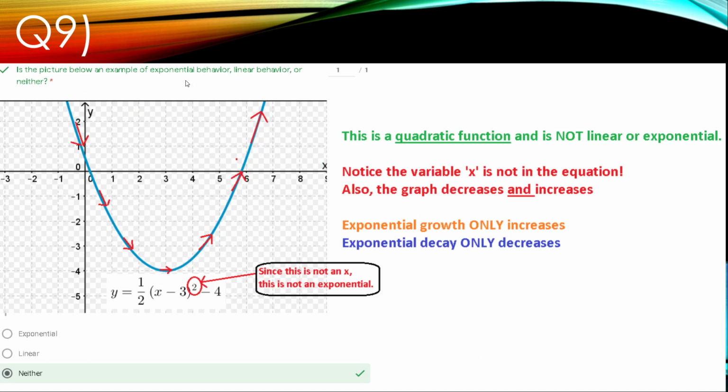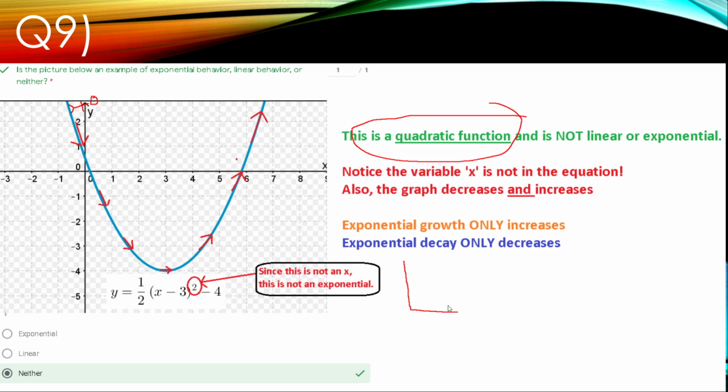So is the following an example of exponential behavior, linear behavior, or neither? Well, this one, we haven't talked about this too much yet, but this is a quadratic function. And notice that this graph is different than the others. It's creating this kind of U shape here, this valley, if you want to think about it like that. Well, think about if you had somebody walking from left to right through this valley. Well, they're going to be going downwards, downwards, downwards, and then upwards, upwards, upwards.